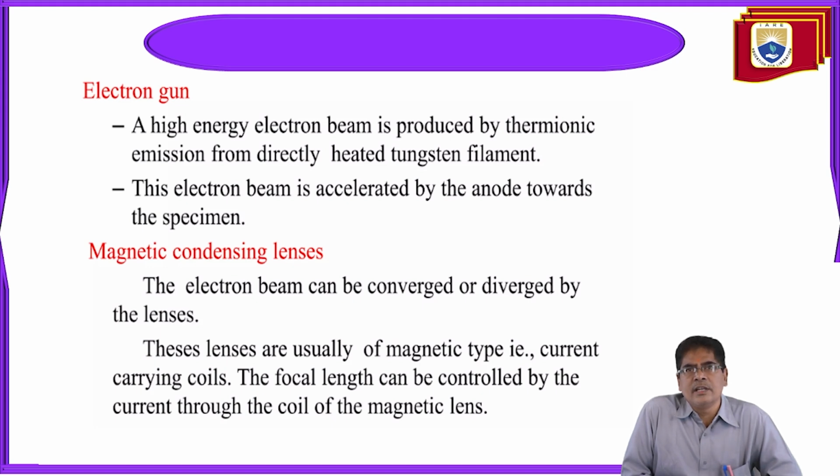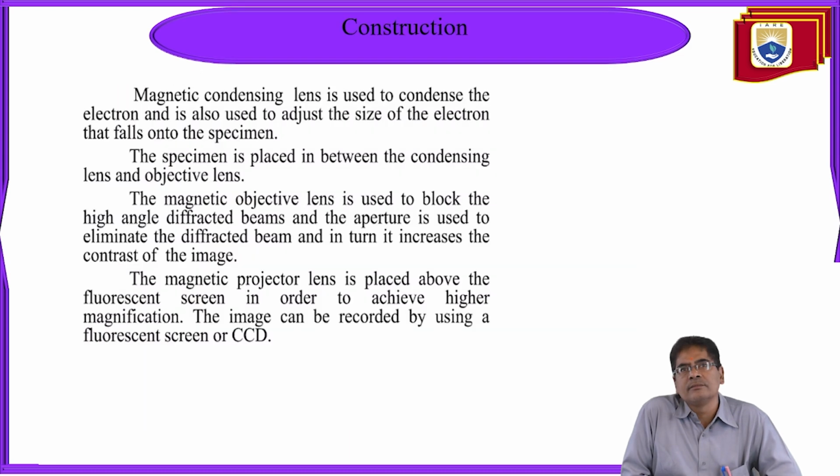The electron gun produces a high energy electron beam by thermionic emission from a directly heated tungsten filament. This electron beam is accelerated by the anode towards the specimen, and we have magnetic condensing lenses. The electron beam can be converged or diverged by these lenses. These lenses are usually of magnetic type, that is current carrying coils, right? So the focal length can be adjusted by the current through the coil in the magnetic lens.